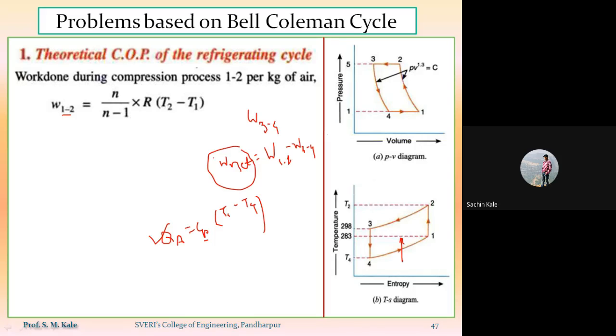So after getting the value of W net and the value of QA, I will get the value of COP. The formula of COP will be W net divided by QA. So I am going to use this method. Are you getting?